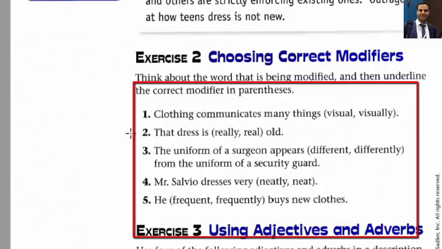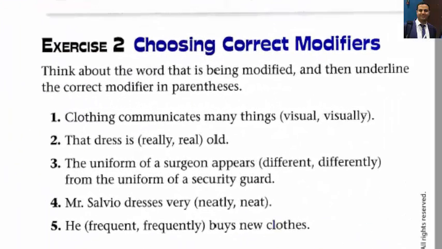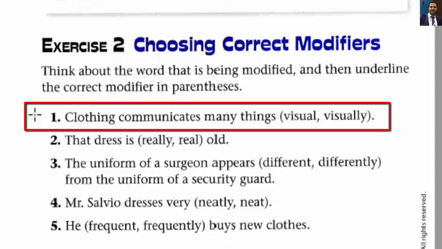Let's have another activity. Choose the correct modifier. This is activity number 2. Think about the word that is being modified and then underline the correct modifier in the parentheses. Number 1. Clothing communicates many things, visual or visually. Since the word that we need here describes how the communication happens, so it describes the verb, we need an adverb, visually. The answer would be visually.